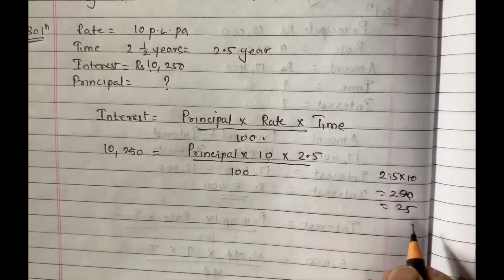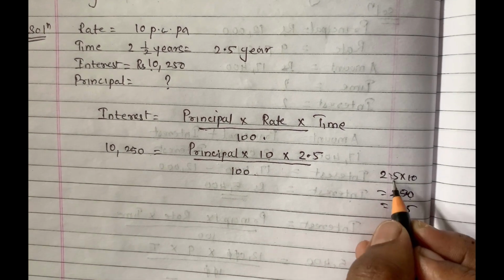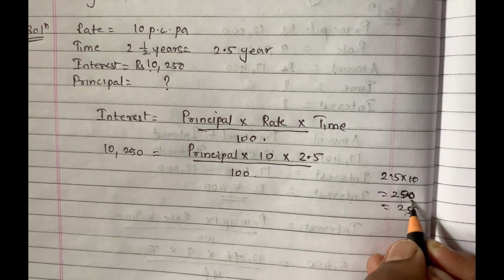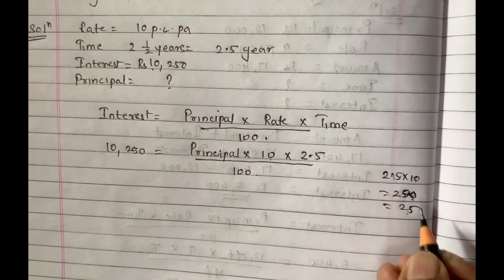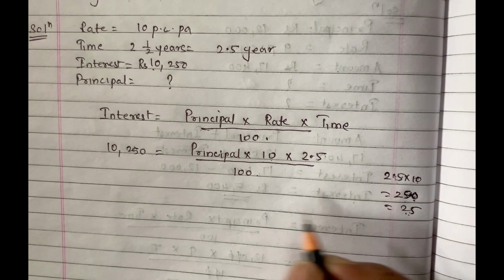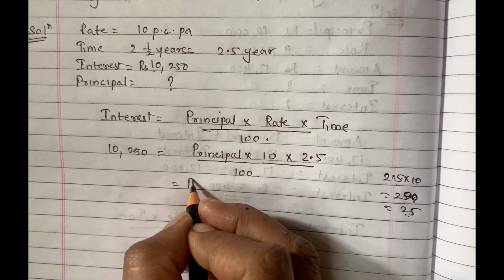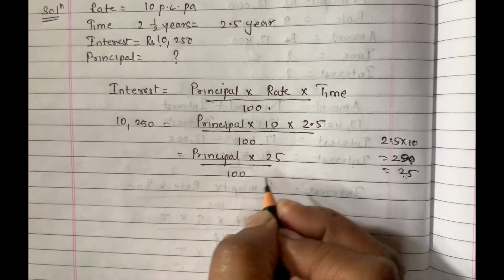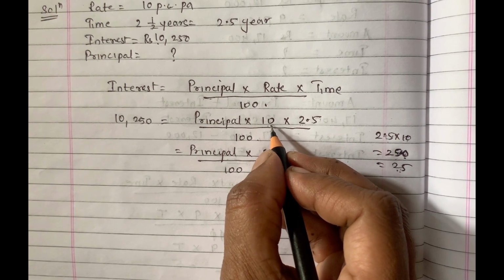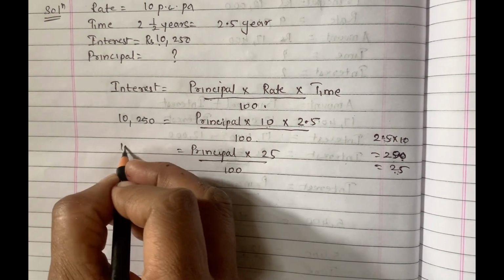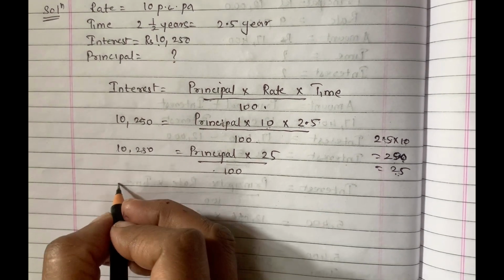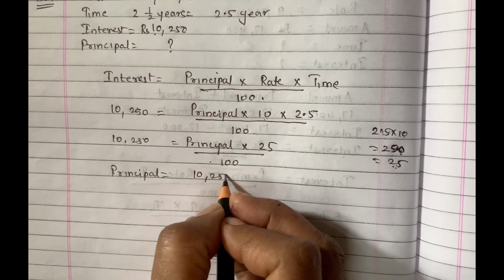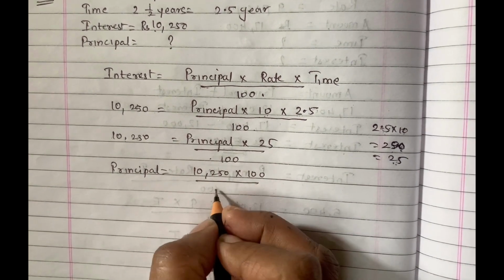So 10 into 2.5 will become what? 25. How you got it? Actually 25 into 10 is 250. As there is one decimal, you keep one decimal, so it will become 25. So now here 10 into 2.5 will become 25 upon 100. The decimal has gone because we multiplied by 10. Now we will cross multiply. So principal is 10,250 into 100 upon 25.